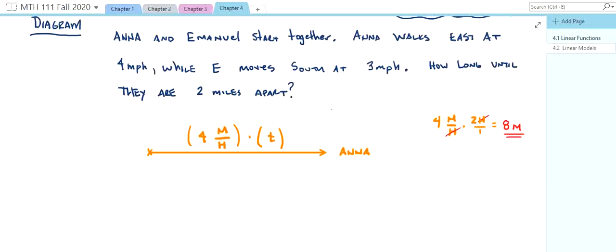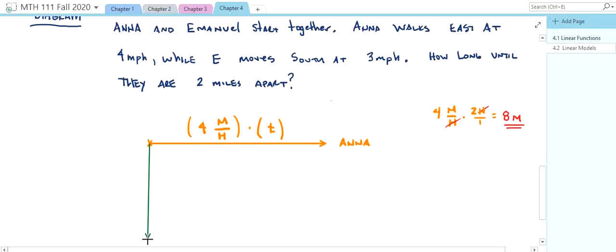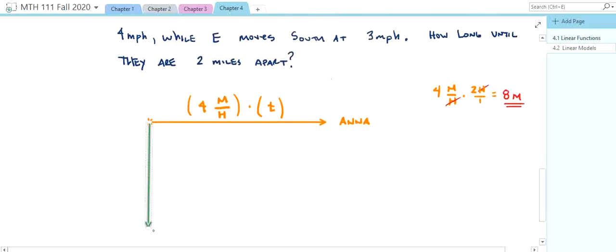On the other hand, Emmanuel is heading south. Not quite as fast, but notice this is 90 degrees from each other, and he's heading at 3 miles per hour. The same idea holds. If she travels 8 miles in 2 hours, then he travels 3 times 2, which is 6 miles in 2 hours. So we can see how these are related.